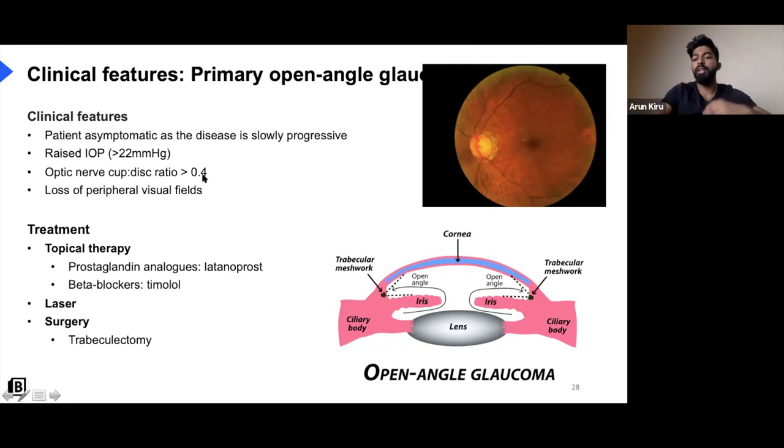When you've got compression, the nerve at the outside starts to die as it's being compressed from the outside. So you get narrowing of this outer bit, what we call the neuroretinal rim, and the cup to disc ratio gets bigger and bigger. And what we test for is the visual fields, and slowly they lose the outer visual fields because they're losing these optic nerve fibers on the edges. Treat this with drops normally, just regular drops to keep that pressure less than 22. And then you can do surgeries if drops aren't enough. But this is a very chronic problem.